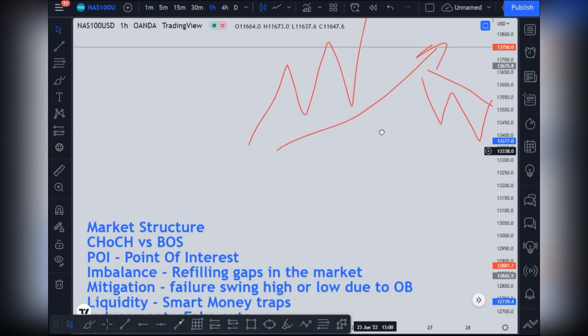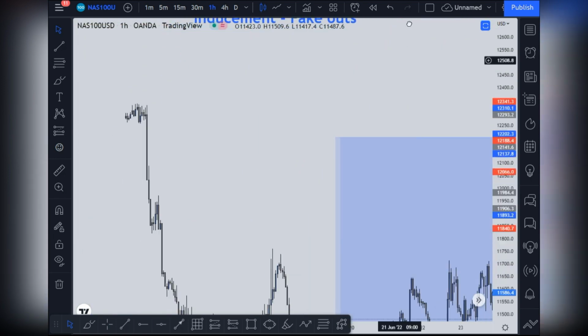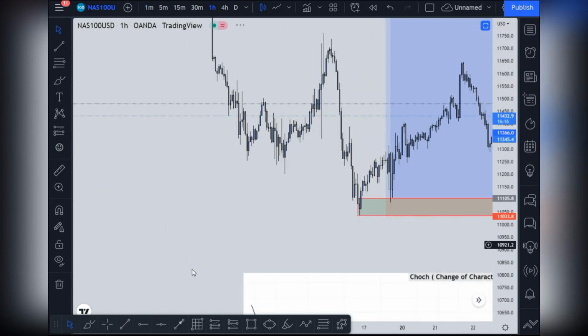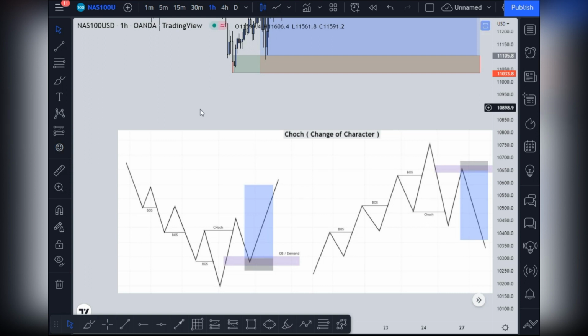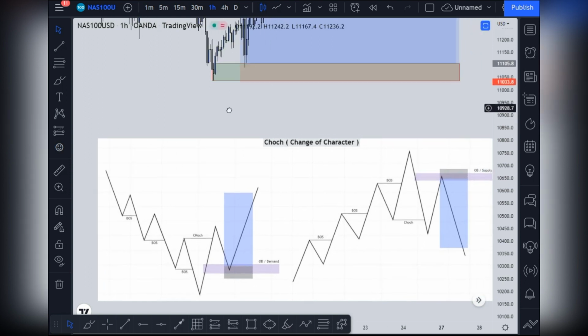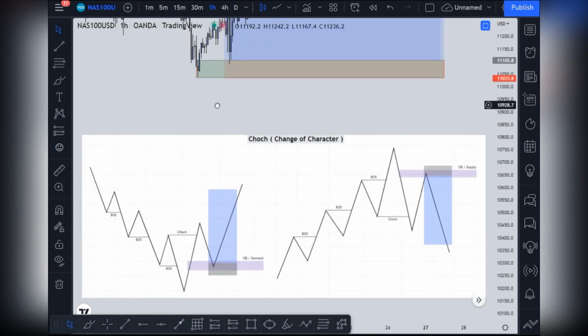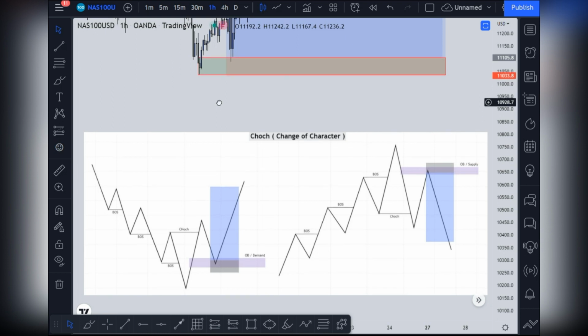We actually have some visual examples right here at the bottom, so that we can give you a clear perspective on what we mean by that, right? As you can see over here, we just have an illustration to show exactly what is a change of character, and then what is a BOS, which is a break of structure, right?